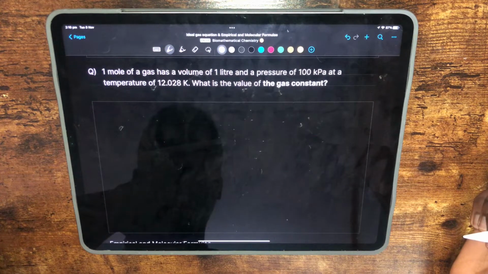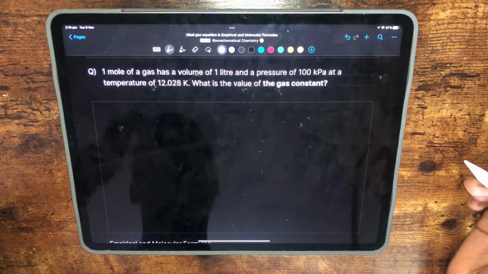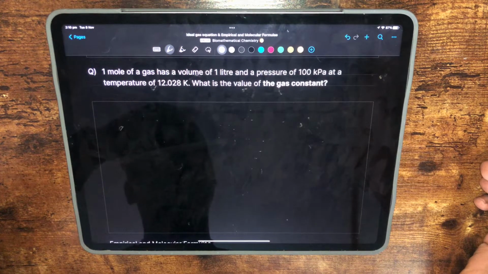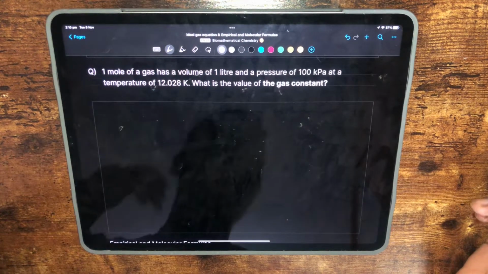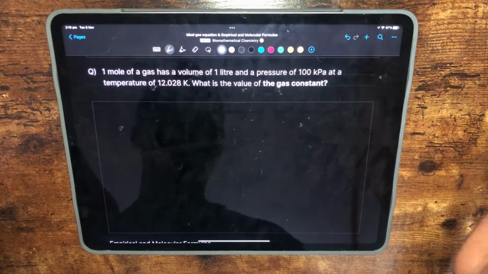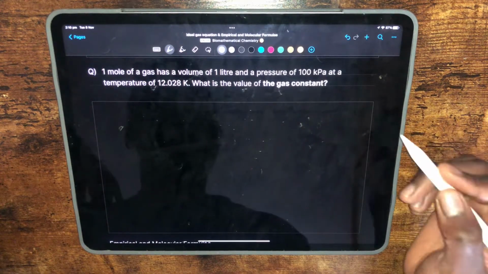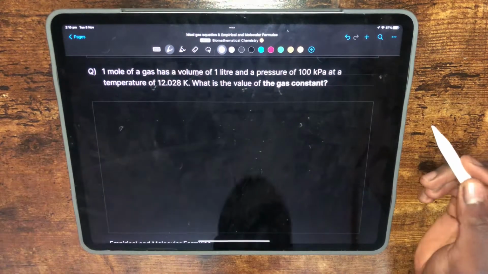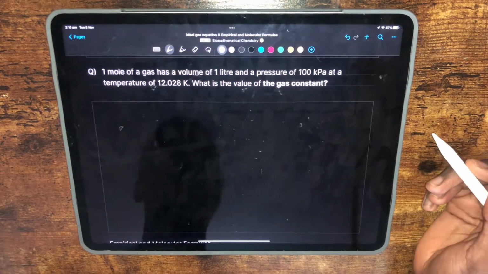Alright, so this question says 1 mole of a gas is at a volume of, I assume you've already done the question now, 1 mole of a gas is at a volume of 1 litre and a pressure of 100 kilopascals at a temperature of 12.028 Kelvin. What's the value of the gas constant? Well, if you already know what the gas constant is, we already know the answer is 8.31, right? Because we know the gas constant is always 8.31.